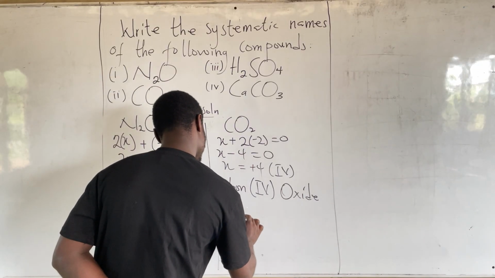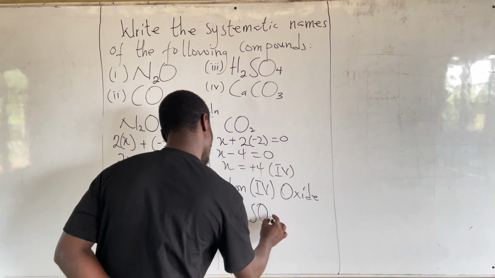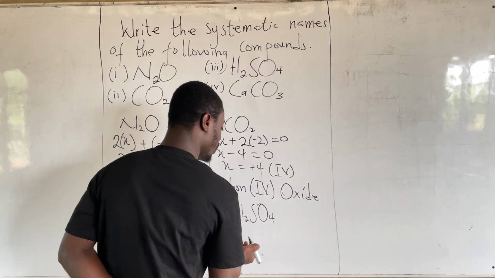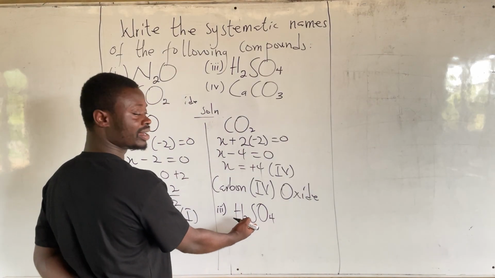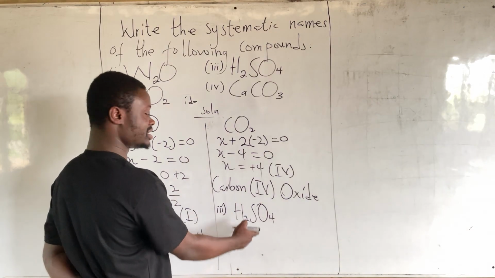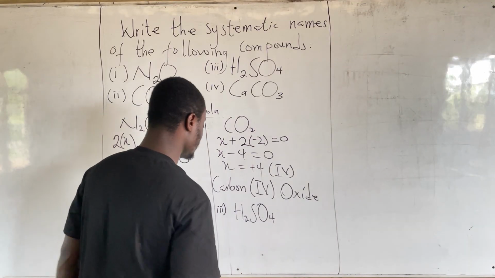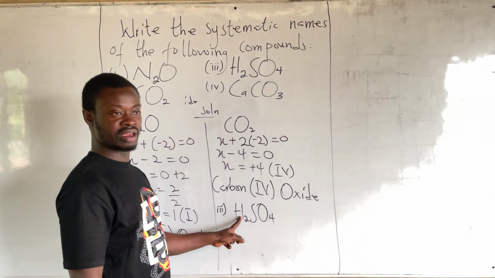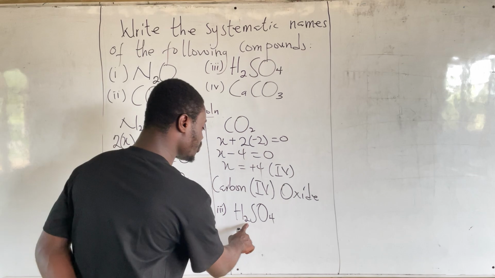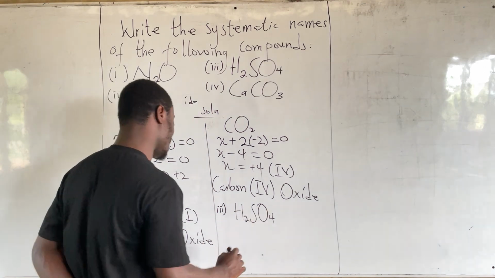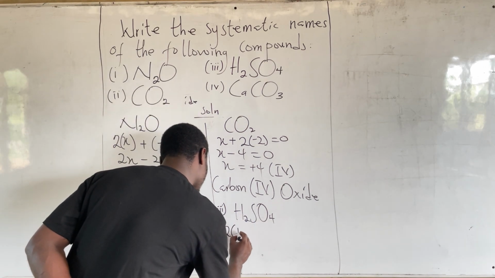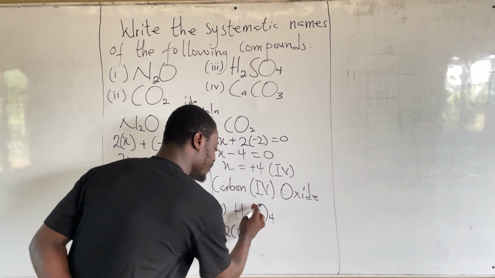So this is H₂SO₄. Therefore, we are going to use S to represent sulfur. That is what we are going to solve for: the oxidation number. So hydrogen, the charge is +1. And then we have 2 here, meaning we multiply the +1. So this will be 2 multiplying the +1, plus sulfur.